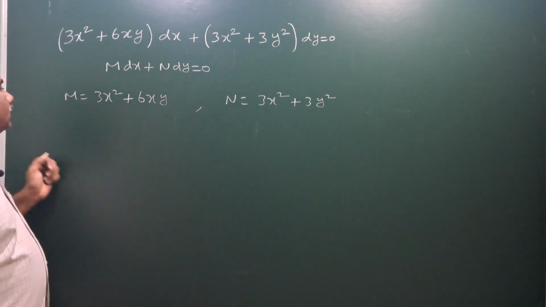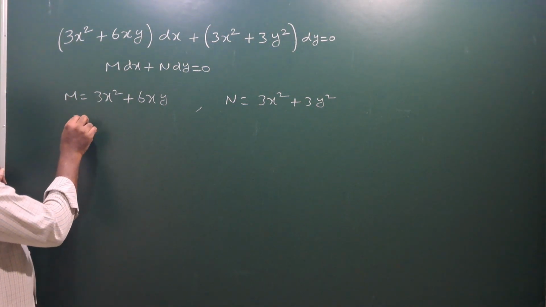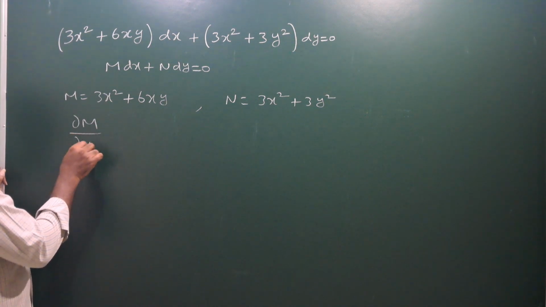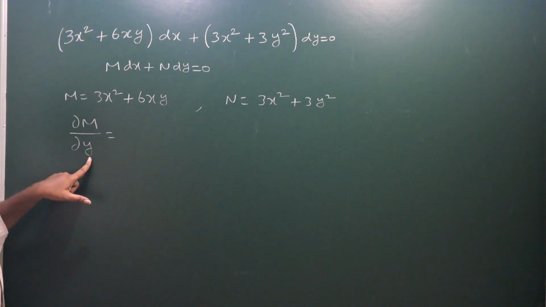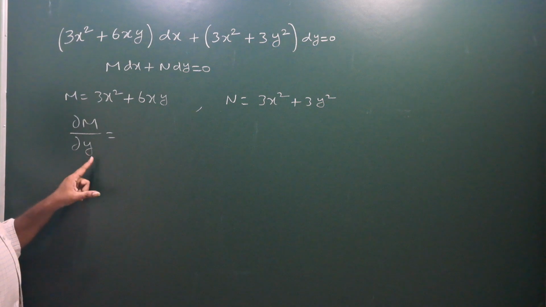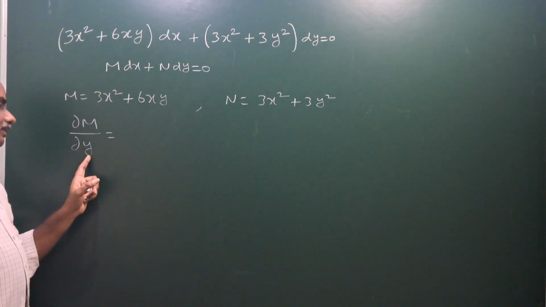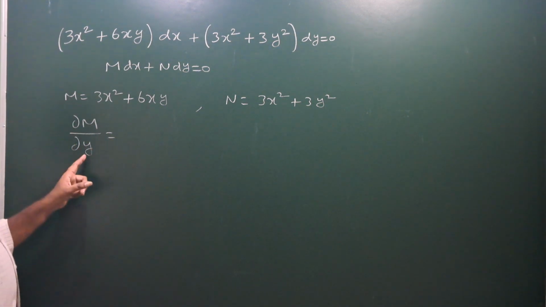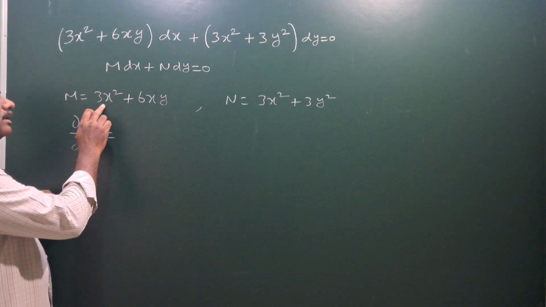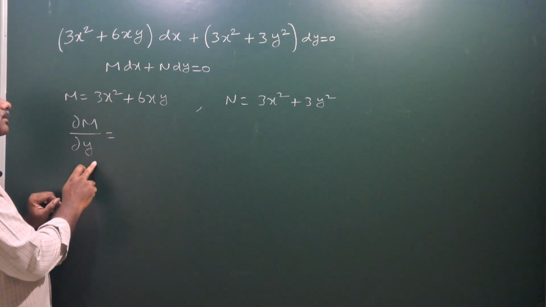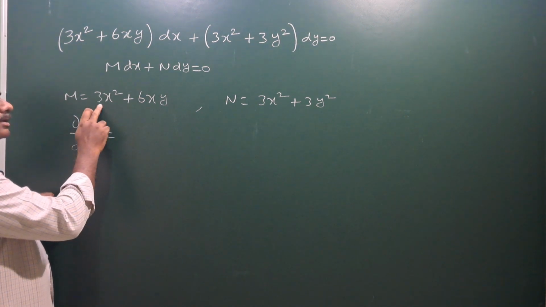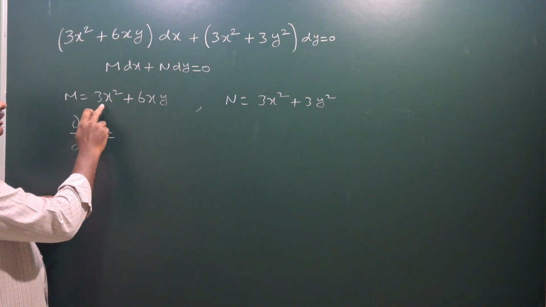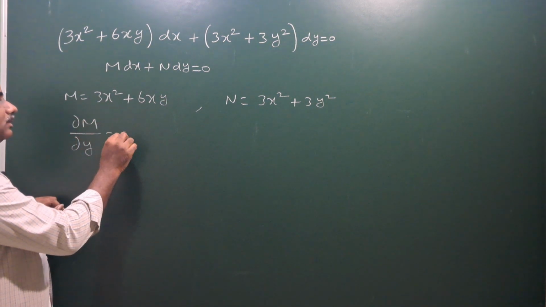For that purpose, we have to find the values of ∂M/∂y. That means we have to differentiate M with respect to y partially. With respect to y, 3x² is completely constant because it is a partial derivative. There is no y term here, so it is completely constant. Therefore, the derivative of a constant is 0.